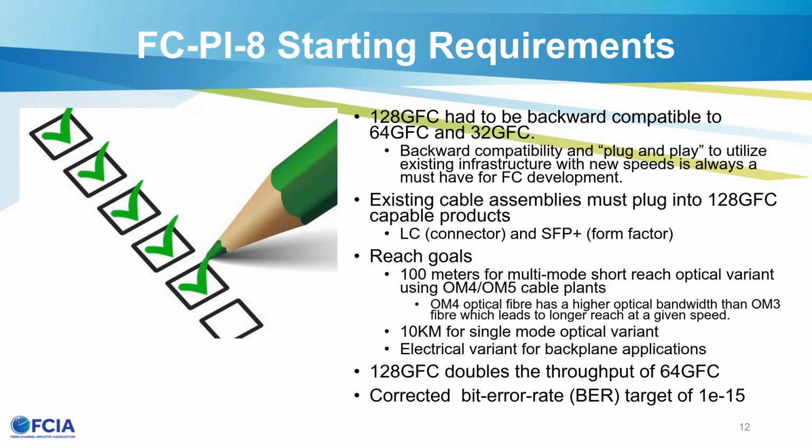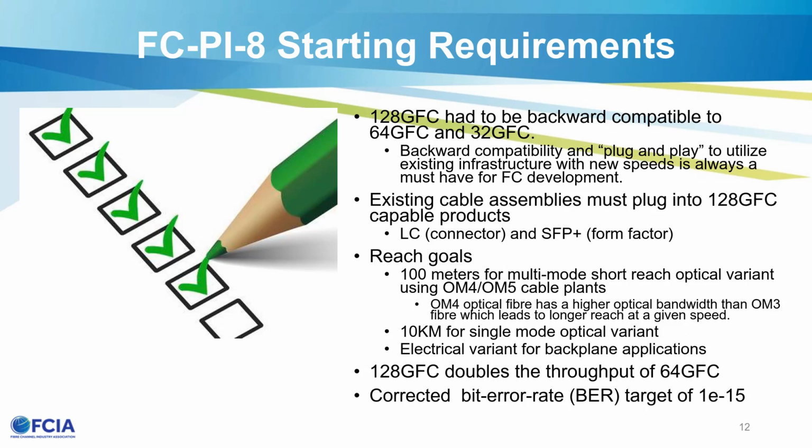So the FC-PI-8 starting requirements: every time, and Mark had alluded to this, every time we start a new standards development, we pretty much get a marketing requirements document. It says, okay, this is what we would like the committee to do, whether that could be speeds, doubling the data rate, or backward compatibility. So for 128 GFC, it had to be backward compatible to 64 and 32. Backward compatibility and plug and play to utilize existing infrastructure with new speeds is always a must-have for FC development.